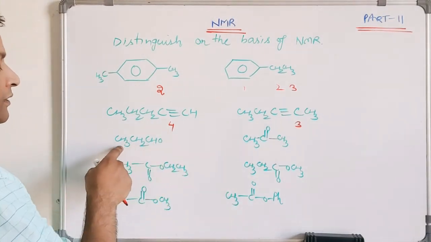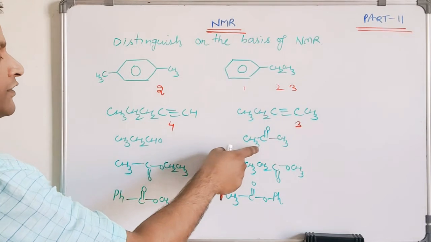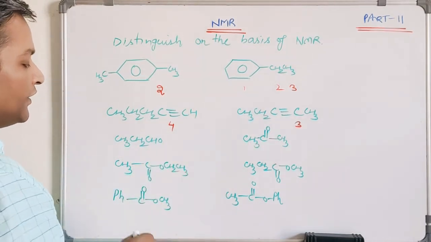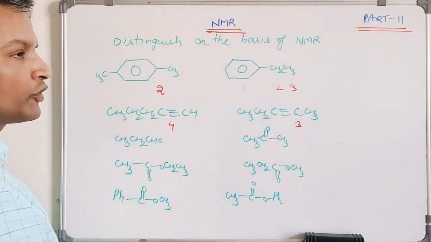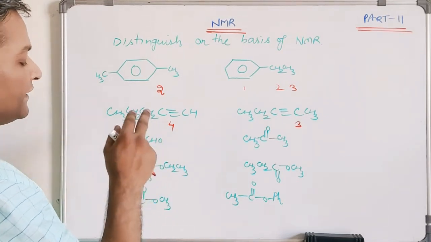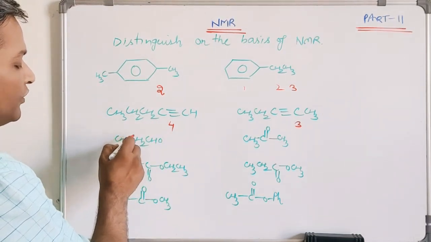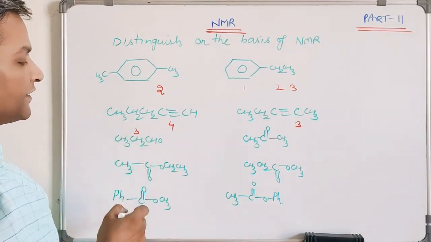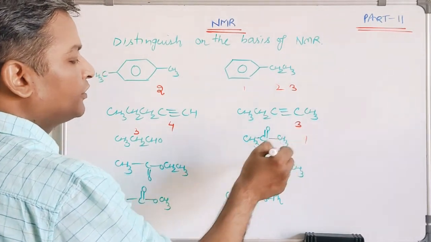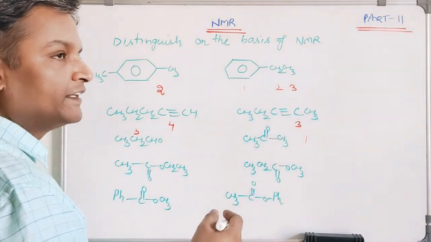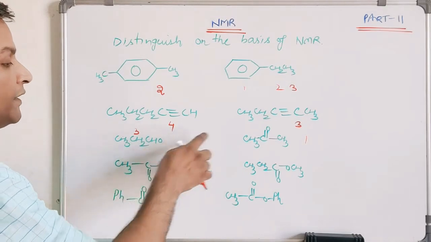Third, this is propanol, this is acetone. These two are isomers. As you can see here, how will you distinguish these two compounds on the basis of NMR spectroscopy? In this case, you can see 1, 2, 3: there are 3 environments, and in this case only 1 environment. So we can easily distinguish these two compounds: 3 environments and 1 environment.